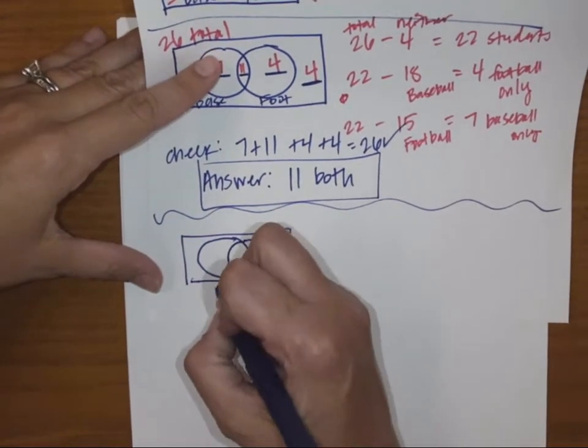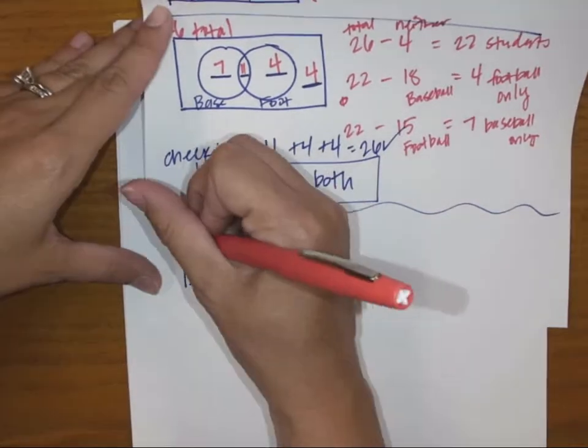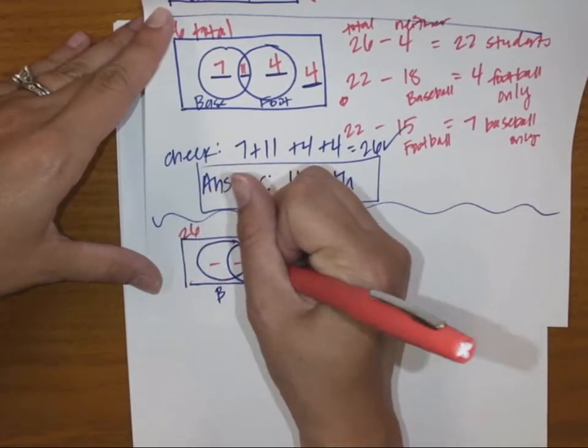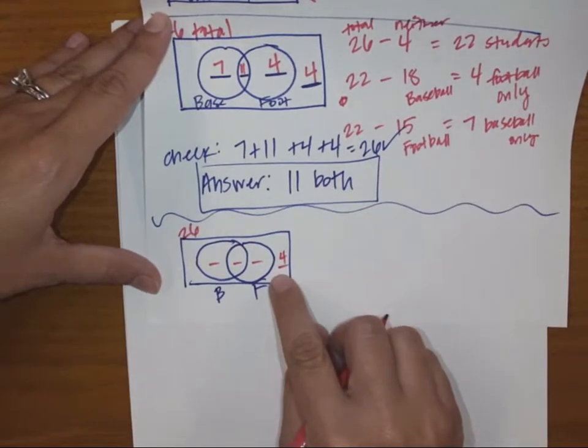So same thing, let's say the left-hand circle is baseball, the right-hand circle is football. There's still 26 total students. I still have the 4 blanks. I know that 4 did neither.